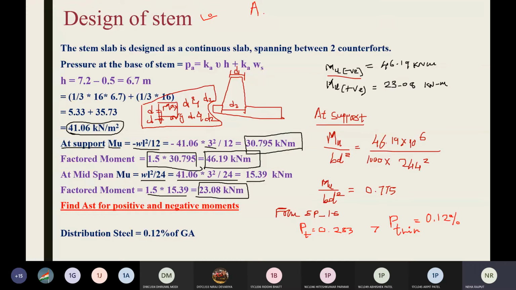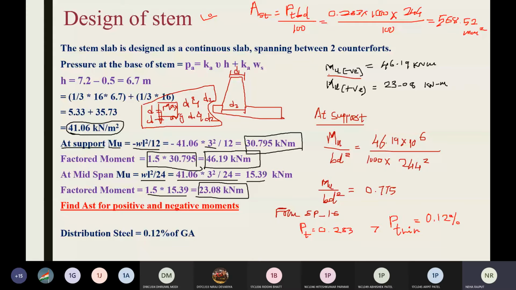Now find area of steel. So area of steel is equal to Pt b d upon 100. So 0.233, b is 1000, d is 244, divided by 100. So here you will get the area of steel 568.52, 568.52 mm square. So this is my area of steel for the support.